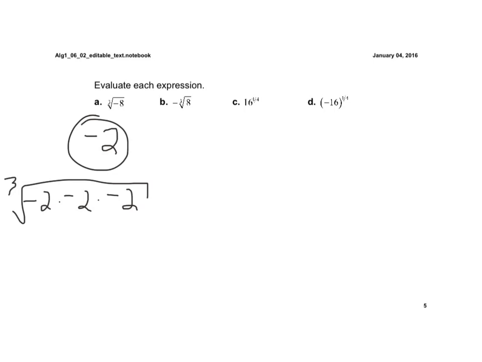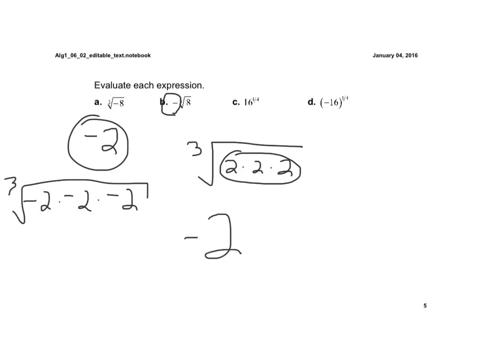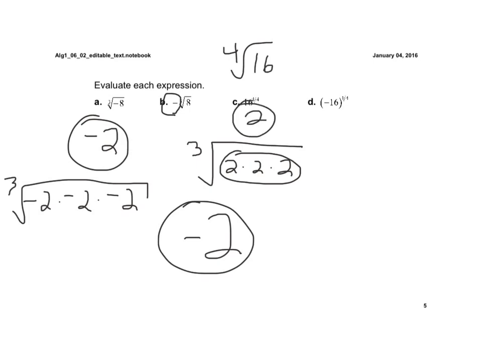In letter B, we want just the negative root of the cube root of 8. So again, it's the cube root of 8, and 8 is 2 times 2 times 2. So we take the three 2s, one number comes out, and it's negative 2 because of the negative on the outside. C, we want the fourth root of 16. Again, that's just the number 2. And here we have the fourth root of negative 16. Remember, we can't take the even root of a negative number, so there are no real roots.